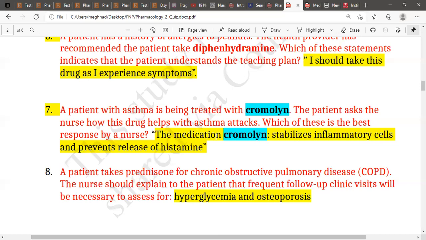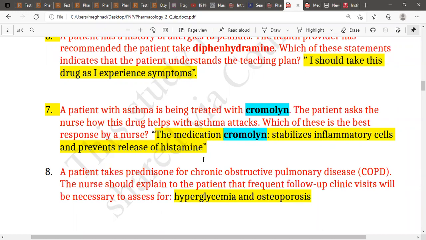Answer, this medication, cromolyn, stabilizes the inflammatory cells and prevents the release of histamine, because in an asthma patient, too much secretion occurs in the lung glands and inflammatory change occurs, the respiratory pathway gets narrow and shortness of breath develops. So if the medication can reduce the inflammation, reduce the mast cell release, histamine release, it is good for them.